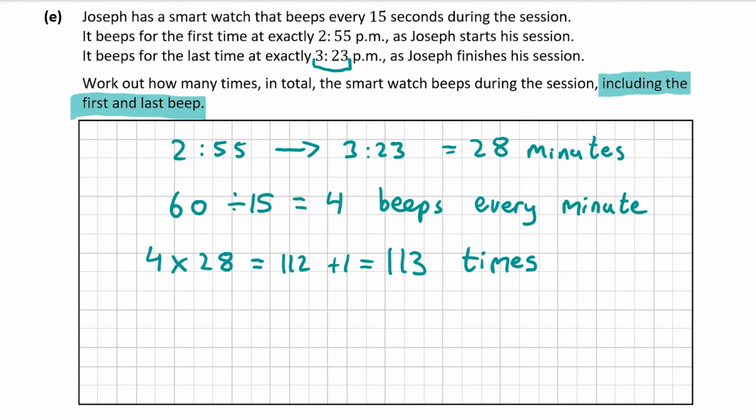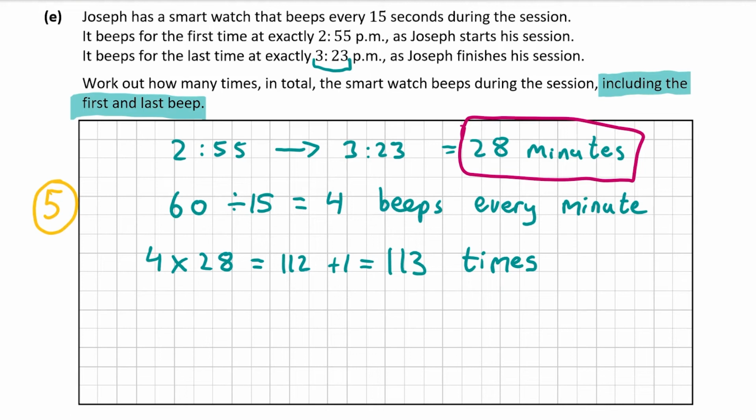And don't worry, we didn't include the 3:23 in the 28 minutes up here. This 28 minutes up here included the full minutes from 2:55 to 3:23. However, 3:23 was not a full minute, it was just the start of the minute. So we haven't included that already, don't worry. So that's our answer for part E, which was worth 5 marks. If you forgot the +1 there, you still got 112 marks, but of course we're always aiming for full marks, which is 5 out of 5.